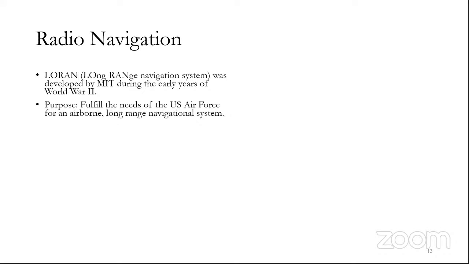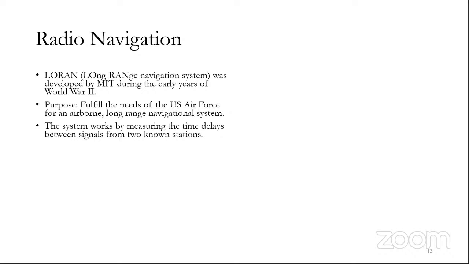And that's how we came upon radio navigation. One of the first radio navigation techniques was LORAN, which stands for Long Range Navigation System. It was developed by MIT during the early years of World War II, and its main purpose was to provide the US Air Force with a reliable, long-range, accurate, or semi-accurate navigation system.